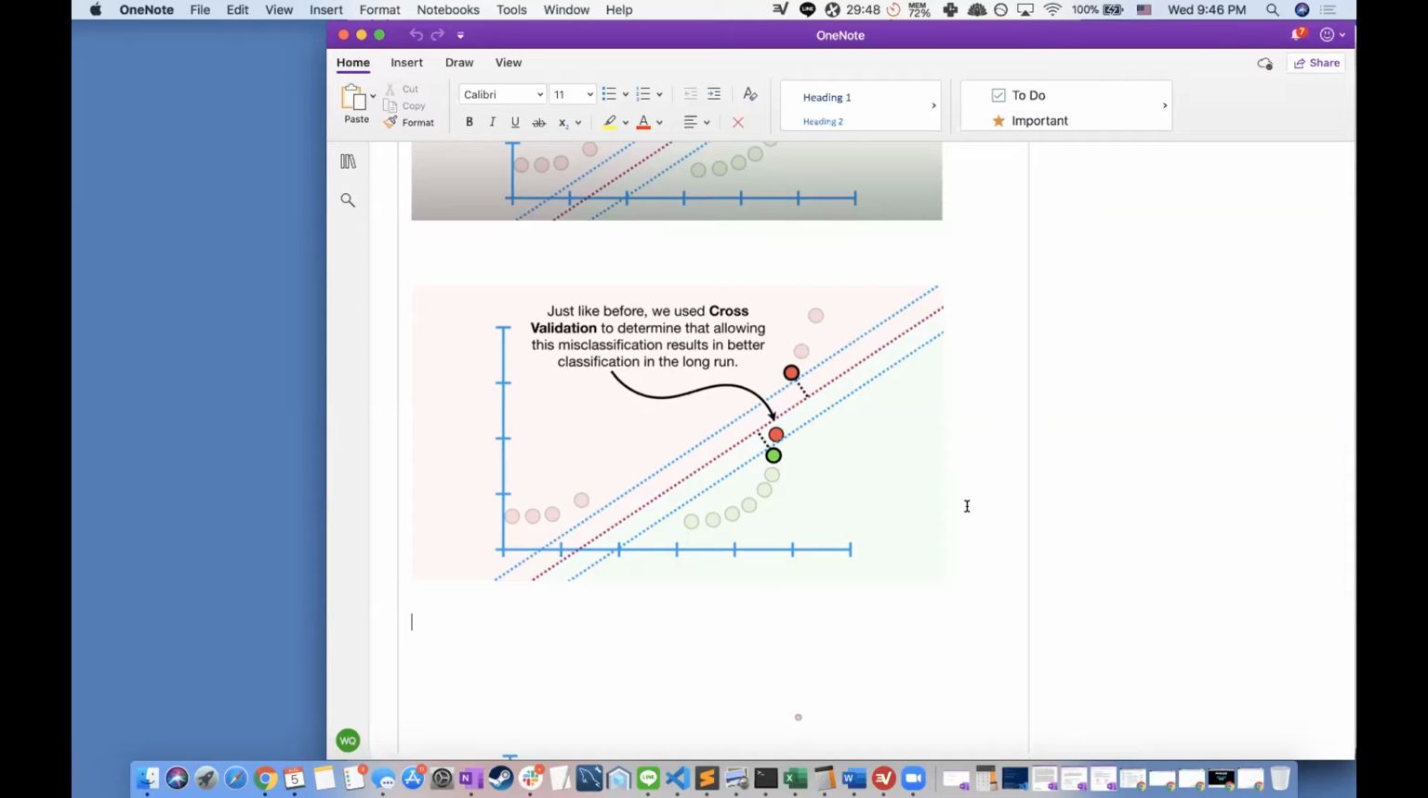I like the way he uses the term edge of the street instead of margin. He's talking about those dotted lines, which are called the margins in technical jargon, but in his jargon, they're the edges of the street. And the support vectors are those data points that lie on those street boundaries. You see this green dot and red dot, they're right on the edge, so those are actually support vectors.